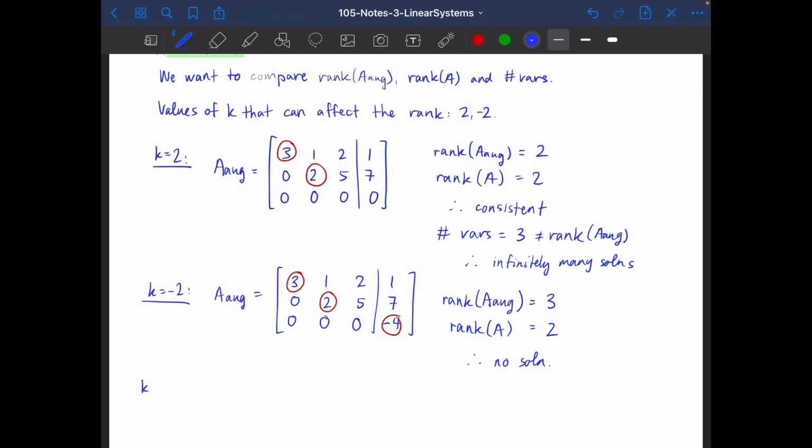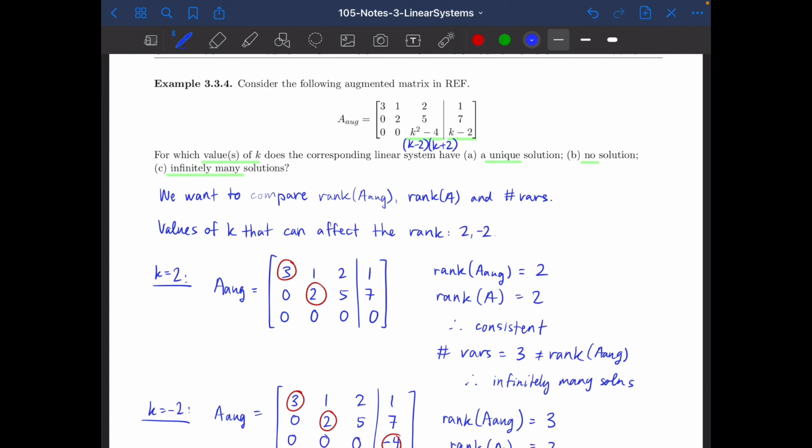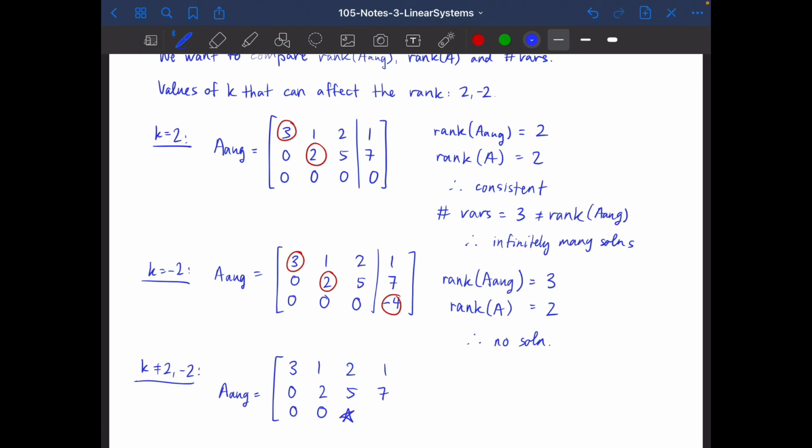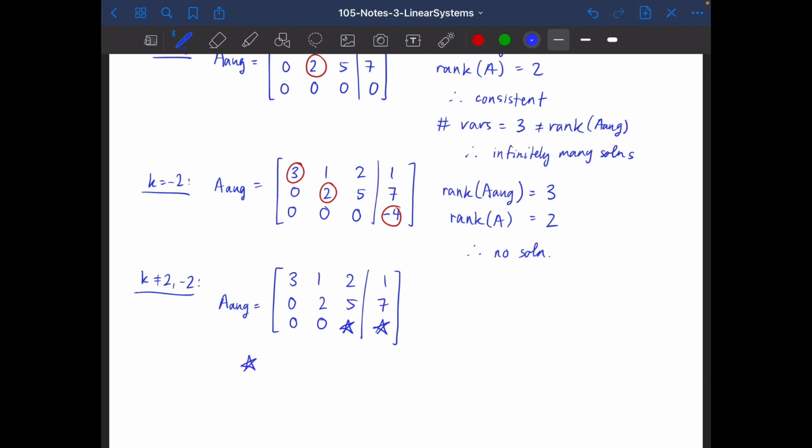Now, what if k is not equal to 2 or minus 2? What about all of the other cases? Then what does the augmented matrix look like? First two rows are the same, 3, 1, 2, 1, 0, 2, 5, 7. And the last row is 0, 0, and then k squared minus 4 and k minus 2, those are non-zero real numbers. So here star denotes a non-zero real number.